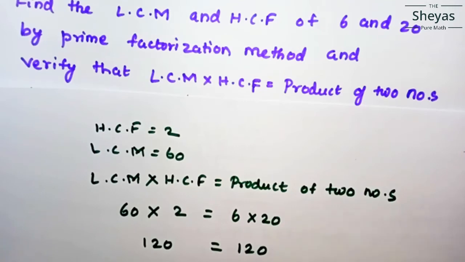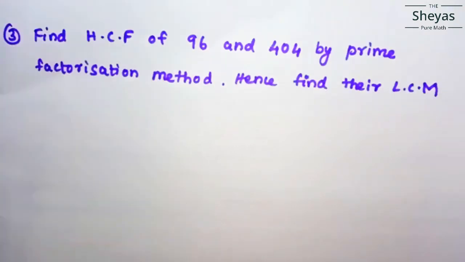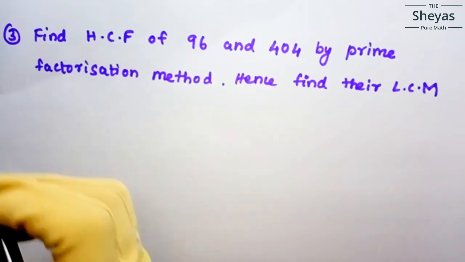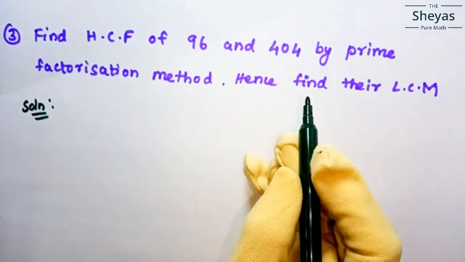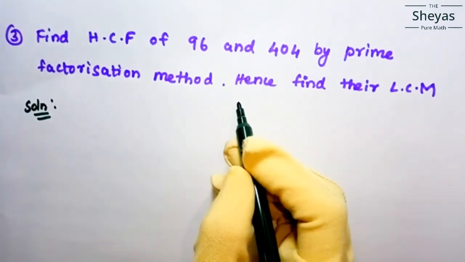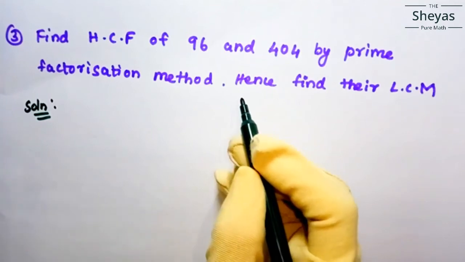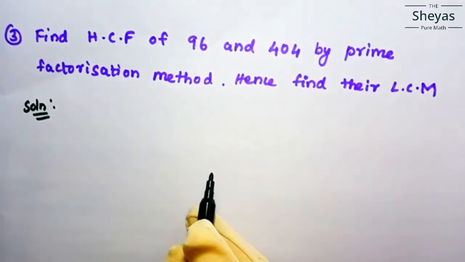HCF into LCM is equal to the product of the two numbers. Let us do one more problem. Next problem: find the HCF of 96 and 404 by the prime factorization method. Hence find their LCM. Solution: you have to find the HCF by the prime factorization method, and apply the previous rule that we have studied, and then you can find the LCM. Just see how to do it.